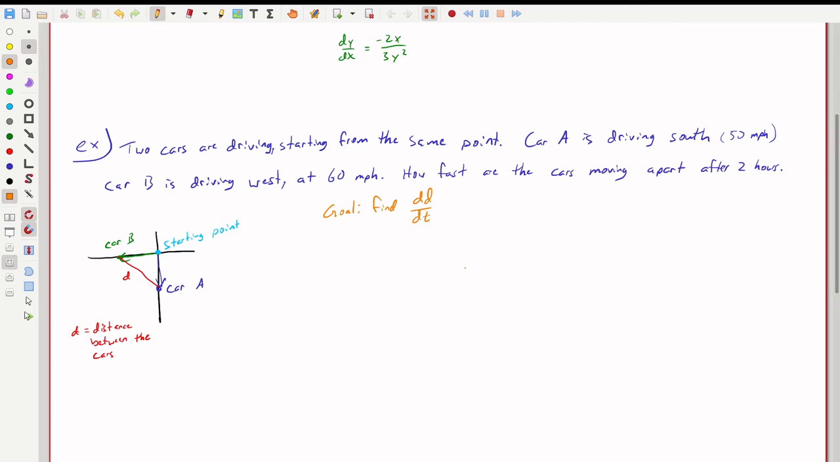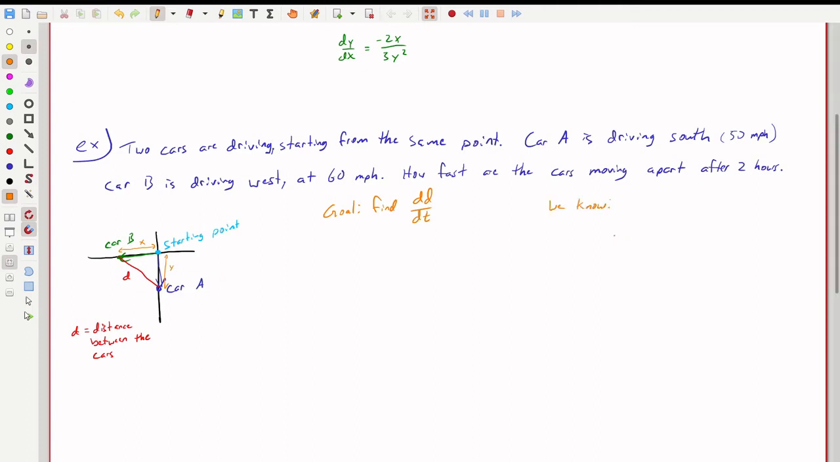Okay. Now car A is moving, so I can say the distance from car A to the starting point is a variable, and the distance from car B to the starting point is a variable. So let's just call those x and y. We didn't have to use x and y, though. You could have used, like, say, a and b or something like that. That would have worked fine, too.